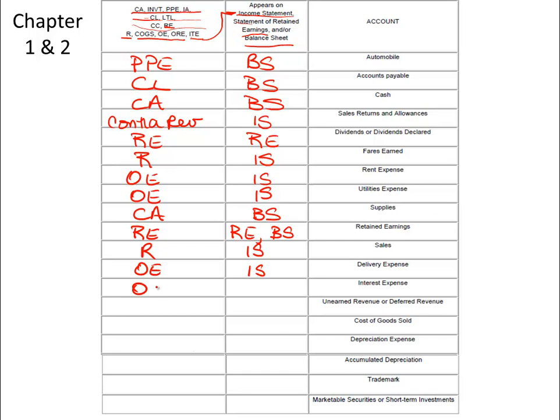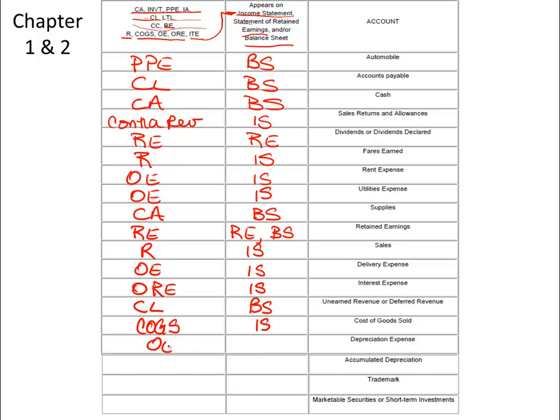Interest expense is one of those other revenue and expense accounts because you're not in the primary business of borrowing money. So thus it's an other activity, so it's an other expense on the income statement. Unearned revenue, also known as deferred revenue or payments received in advance, is a current liability account, so it's on the balance sheet. Cost of goods sold is cost of goods sold, and it's when you sell inventory, it becomes the cost of the goods or the inventory sold, and it's an expense account on the income statement.